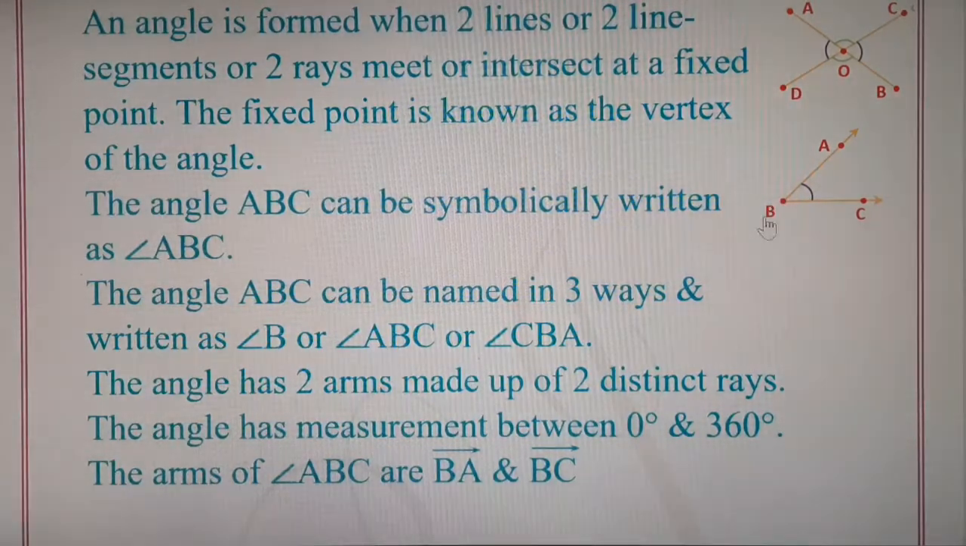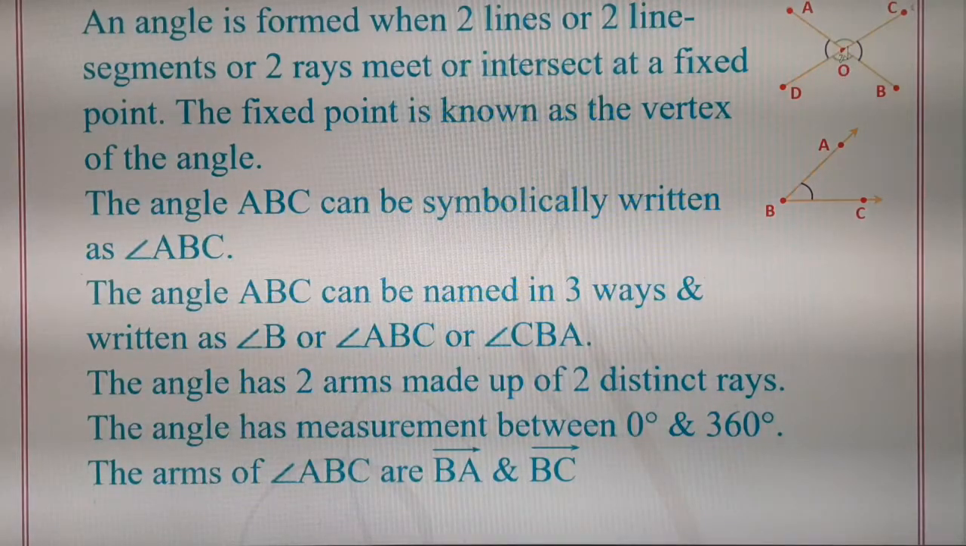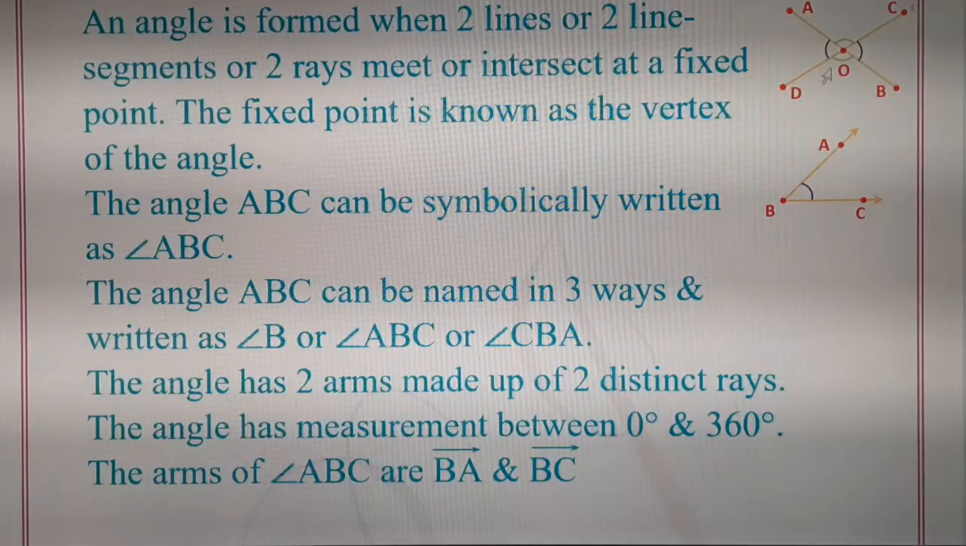Mostly three letters are used to name an angle when many angles are given in the same diagram. For example, in this above diagram, there are four different angles. So here we cannot mention it as angle O because there are four different angles which have the vertex as point O. So in this particular diagram, we'll use three alphabets to name the angle.